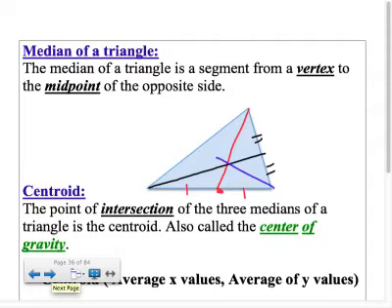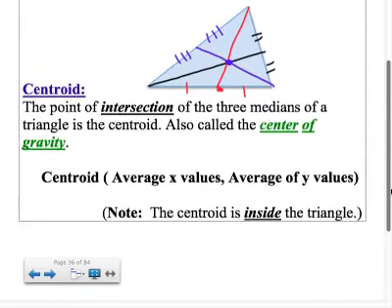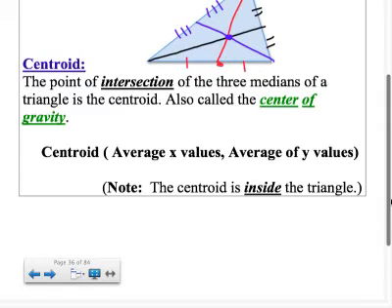And those medians will always intersect at one point, okay? And that point is called the centroid. We can also call it the center of gravity. Means the same thing, okay? And the unique thing here is that we can actually find the coordinate of the centroid if we put the triangle on a coordinate plane. All you do is average your x values and average your y values. That's it. You're going to have three of them, obviously, because you have three vertices of the triangle.